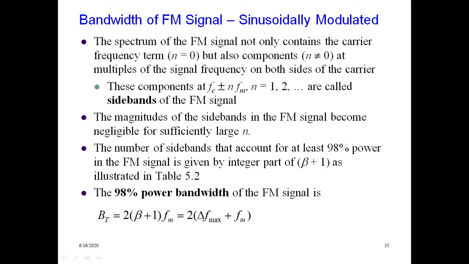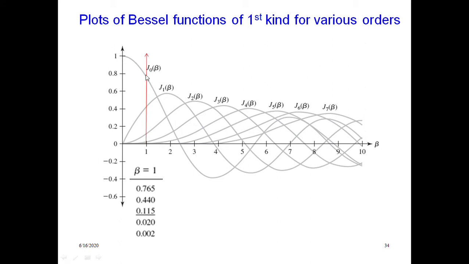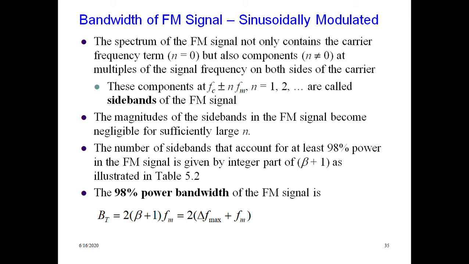Let's say we substitute this one. The sidebands will be at fc plus 1 fm, minus 1 fm, plus 2 fm, and also minus 2 fm, and so on until the magnitude becomes negligible or zero. How does that happen? This is because the magnitude of the sideband will become negligible for sufficiently large n. If you look at J0, the value we can read very clearly, and J1, J2, J3, J4, until here, the values will be decaying until n is very large and the value is negligible.